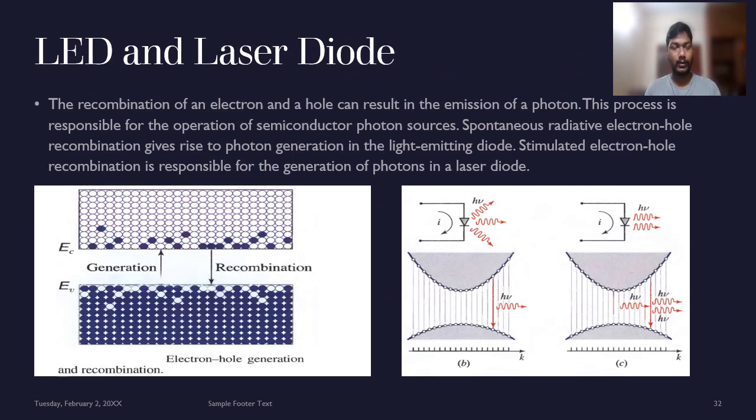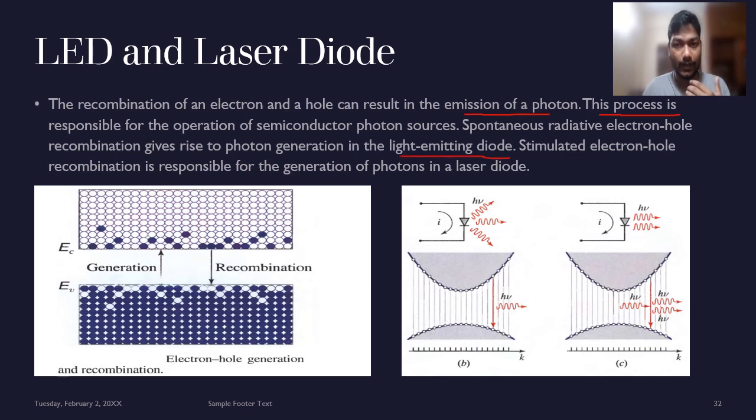So the first applications are LED and laser diode. As you have mentioned before, the recombination of an electron and hole can result in the emission of photon. This process is responsible for operation of semiconductor photon sources. So a spontaneous radiative electron hole recombination gives rise to photon generation in light emitting diode.